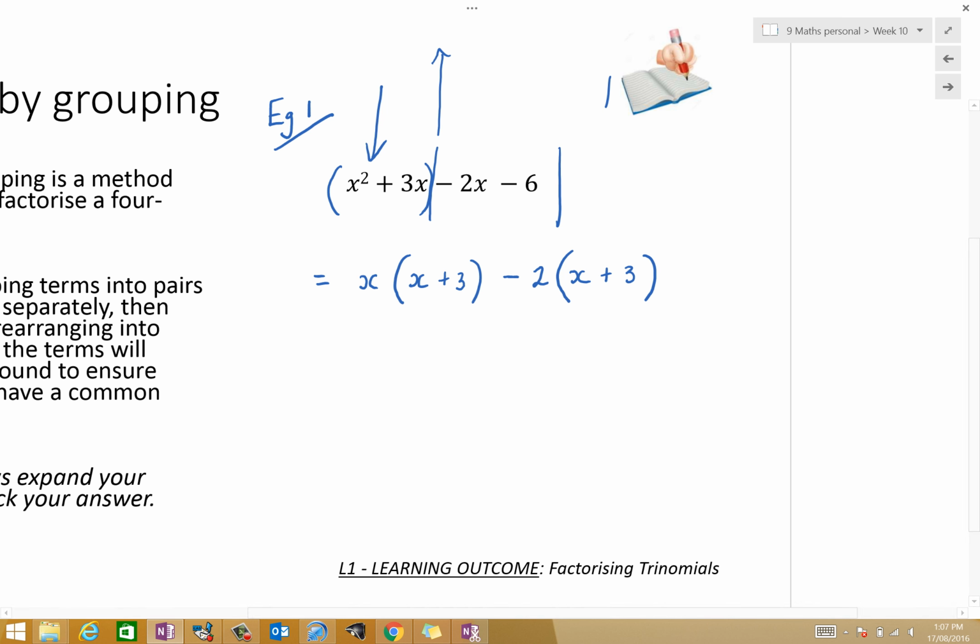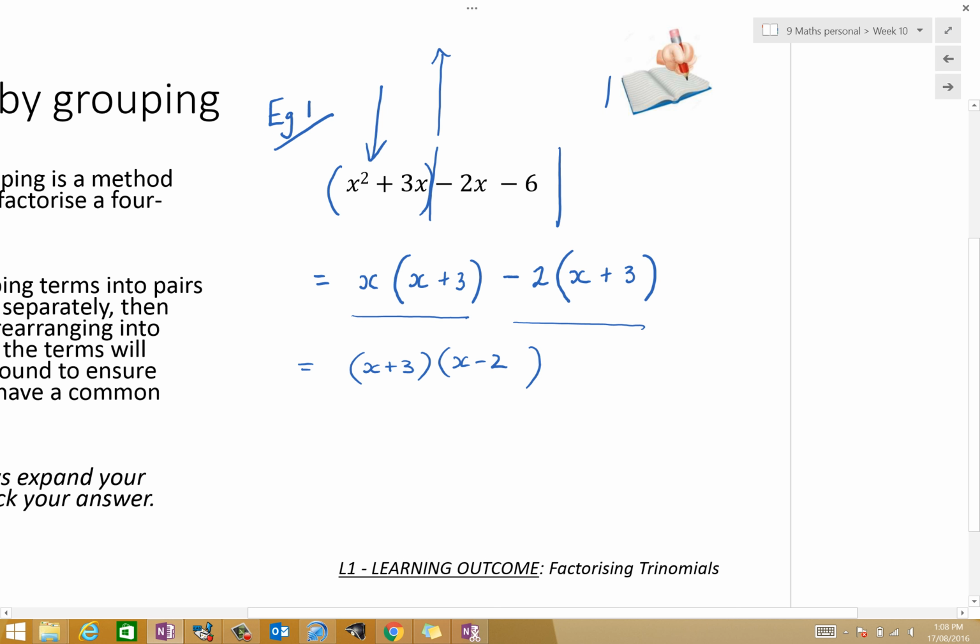Now, if I multiply x plus 3 by x, that gives this expression here. And if I multiply x plus 3 by minus 2, that gives this expression here. Can you see that they both share an x plus 3? So factorising this, I now have x plus 3, and the other one is what? X minus 2. Now we've just factorised a trinomial.